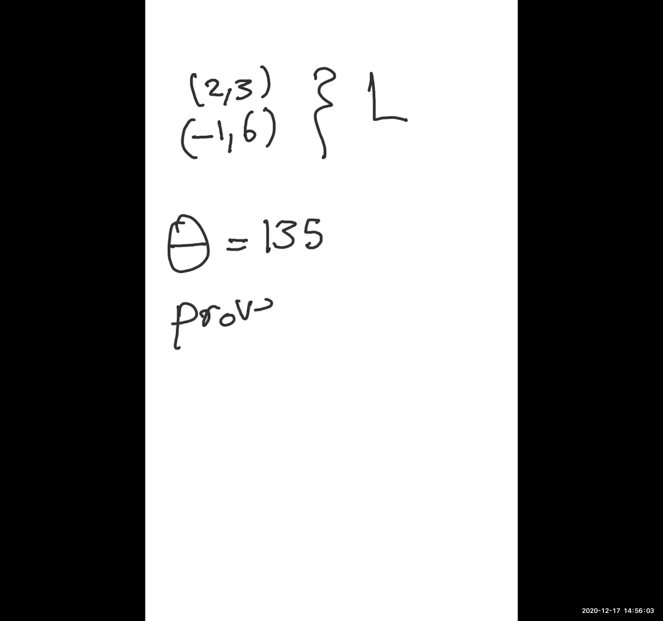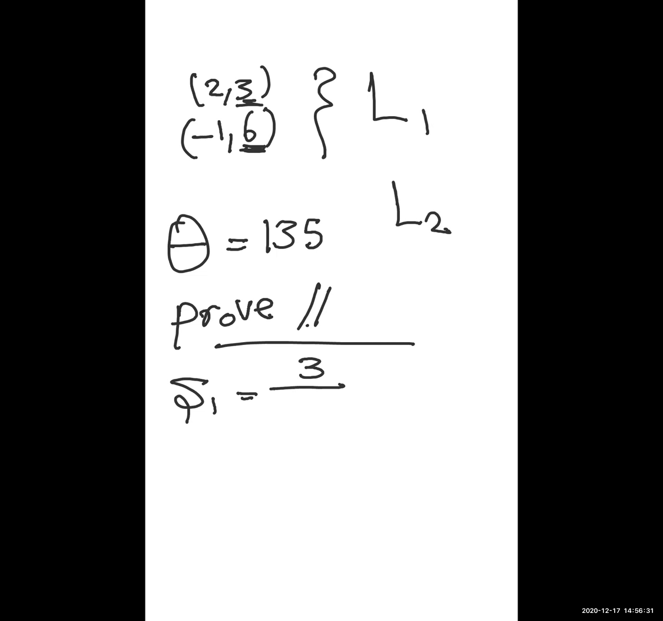Prove parallelism between them. Parallelism between these two lines, guys, where this is line 1 and this is line 2, for example, means the two slopes will be equal. Let's check. The slope of line 1 equals y2 minus y1, which is 6 minus 3, so it equals 3, over negative 1 minus negative 2, which means negative 3. So it will equal negative 1. So the slope in this case equals negative 1.